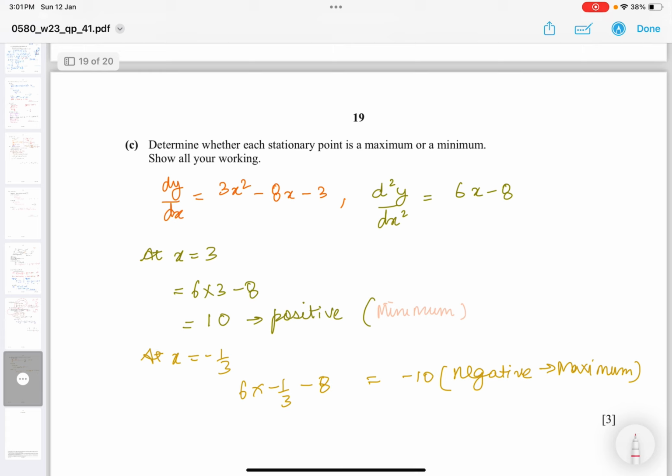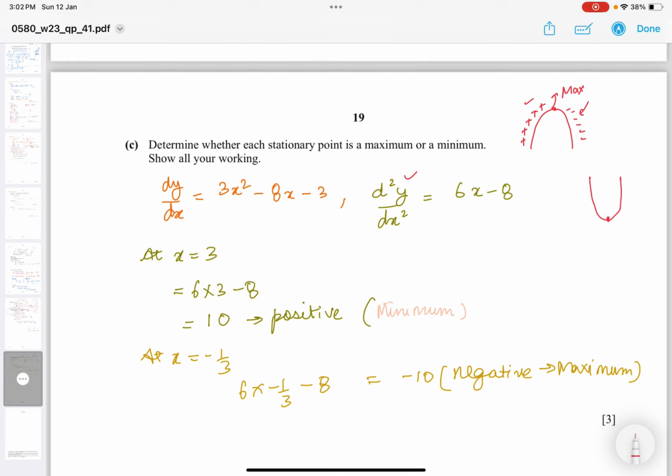The C part states, determine whether each stationary point is a maximum or a minimum. How can we find that? Imagine this is the curve and this is a stationary point. Can you see that the slope was going up, up, up and then down after this point? This is a maximum point, right, because it has the top. If it were like this, it would be our minimum point. For the maximum point, the slope was positive, and after the maximum point, it goes negative.